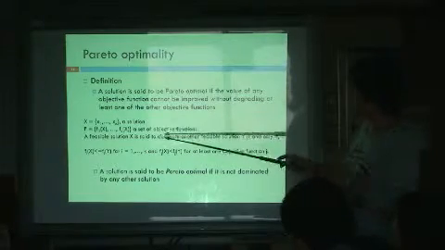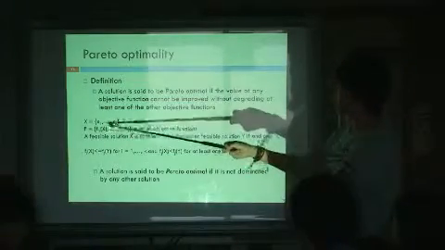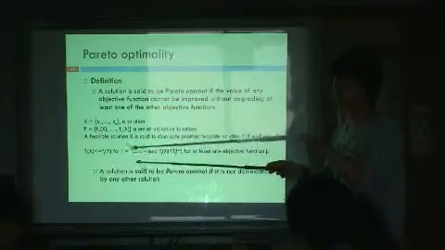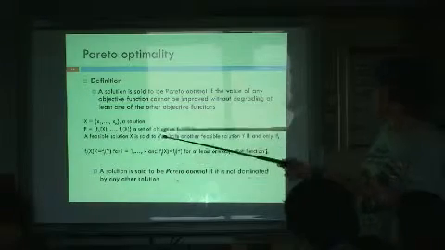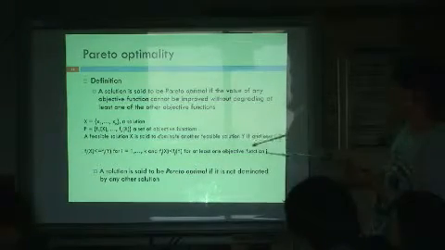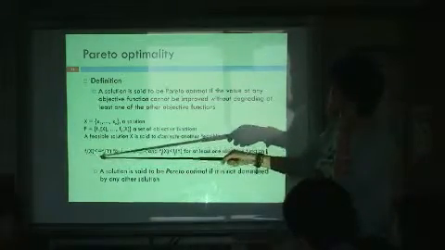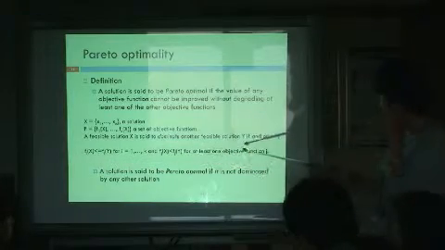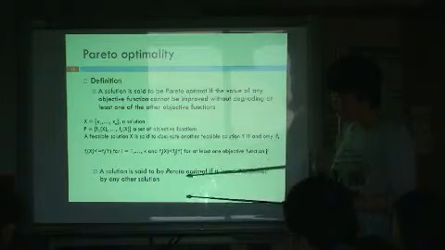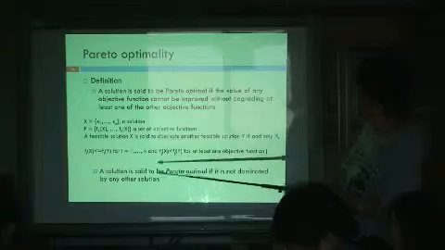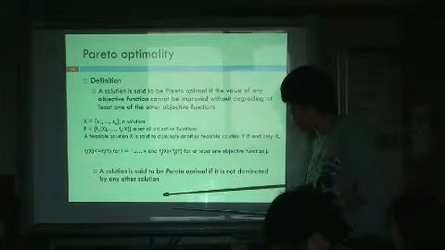In mathematics, that means if we have a solution X and a set of objective functions f1(x) to fk(x), in this work we only have two, f1(x) and f2(x). A feasible solution X is said to dominate another feasible solution Y if and only if for all the objective functions fi(x) is not larger than fi(y), and for at least one objective function fj(x) is smaller than fj(y). So we can get a Pareto efficient solution if the solution is not dominated by any other solutions.